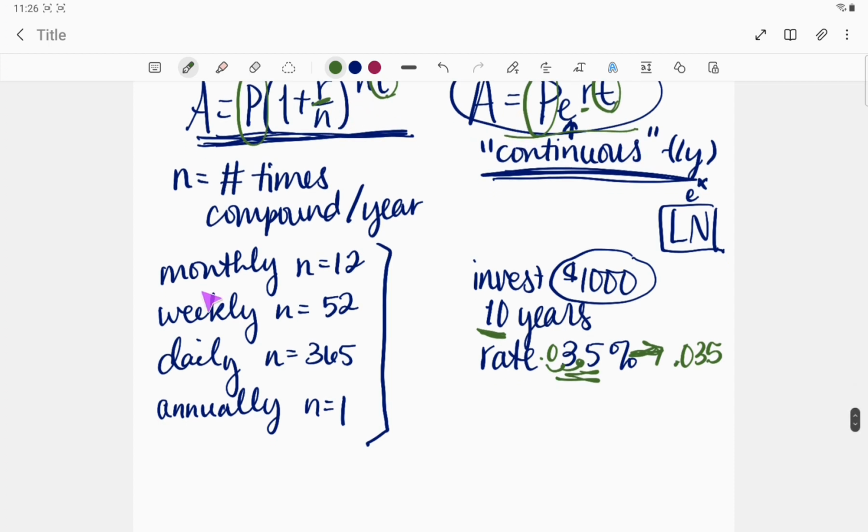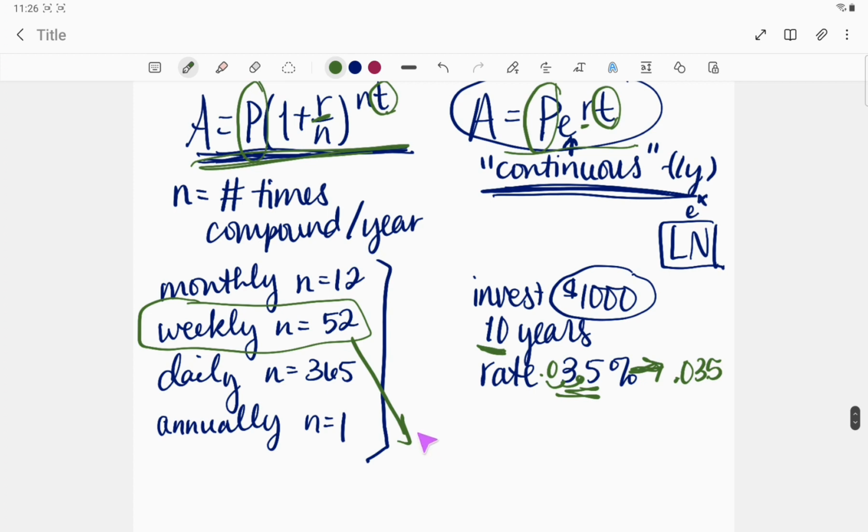So if it said compounded, let's do weekly. If it said compounded weekly, I'm using the compound formula with the N because N is going to be 52. So I would say P is 1,000. 1 plus my interest rate, 0.035, divided by N. N is 52 because there are 52 weeks in a year. And then up here in my exponent, that's N times T. So that's 52 times my 10 years.